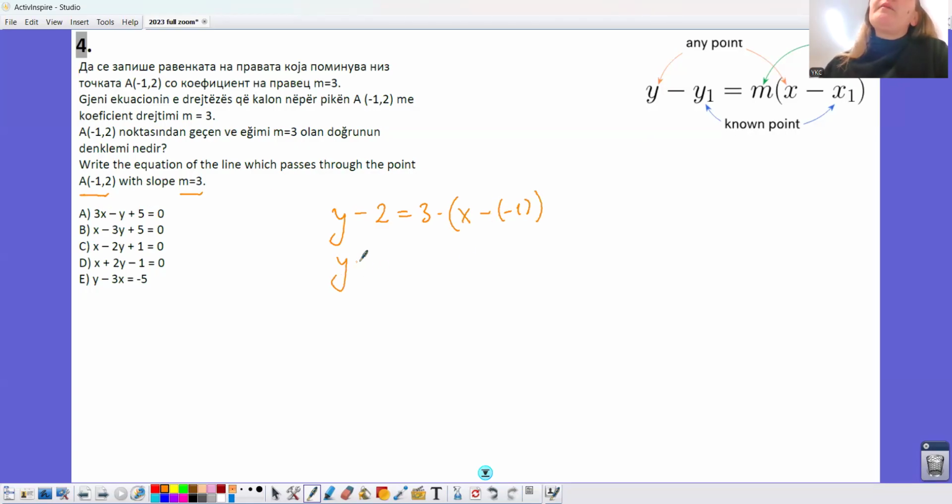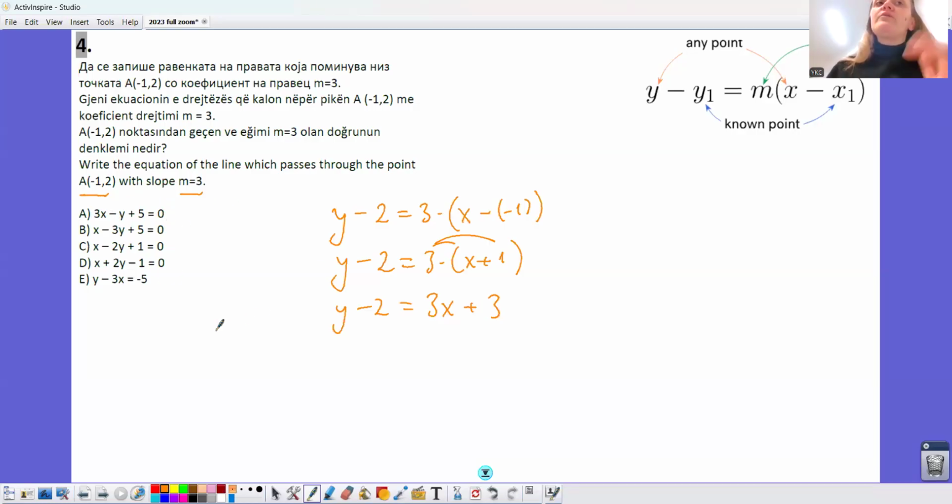So it will become y minus 2 is equal to 3 times. First, I will do the operation in the parentheses, which becomes x minus minus, plus 1. Then I will multiply by 3. So I have y minus 2 is equal to 3x plus 3. Now, as you see in the given answers, everything is on one side. So I will do the same thing. I will take everything to one side.